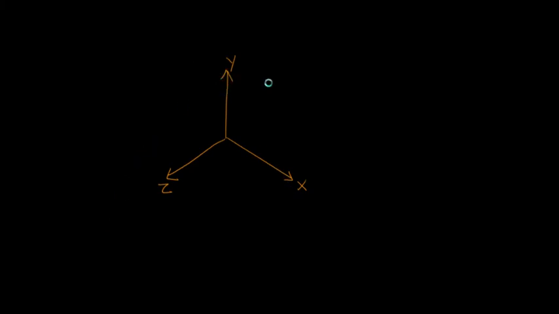Positive y will be up, negative y will be down, and then positive z will be towards you, which is away from the audience, and minus z is toward the back of the audience, away from you. Next, we need to talk about the range of possible values that the coordinate system uses. There's a few ways to do it, but I'm just going to show you the simplest one for now.